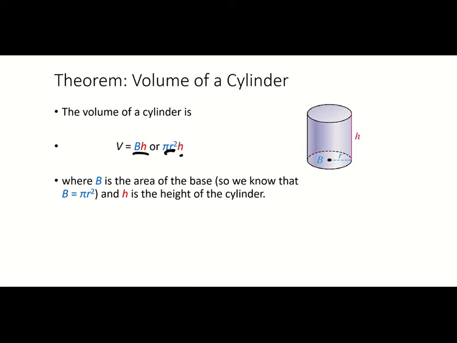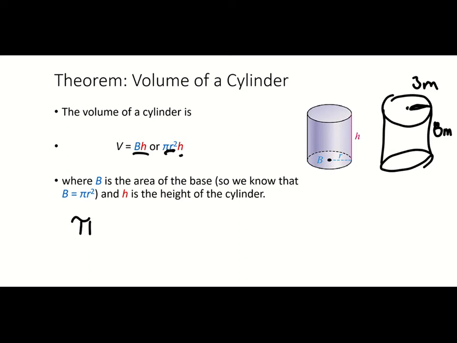So if I wanted to find the volume of a cylinder, let's say I have a cylinder here. And I know the radius of the base is 3 centimeters, and the height is 8 meters. To find the volume of the cylinder, I am going to do pi times radius squared, or 3 squared, times my height. So I would end up with pi times 9 times 8.